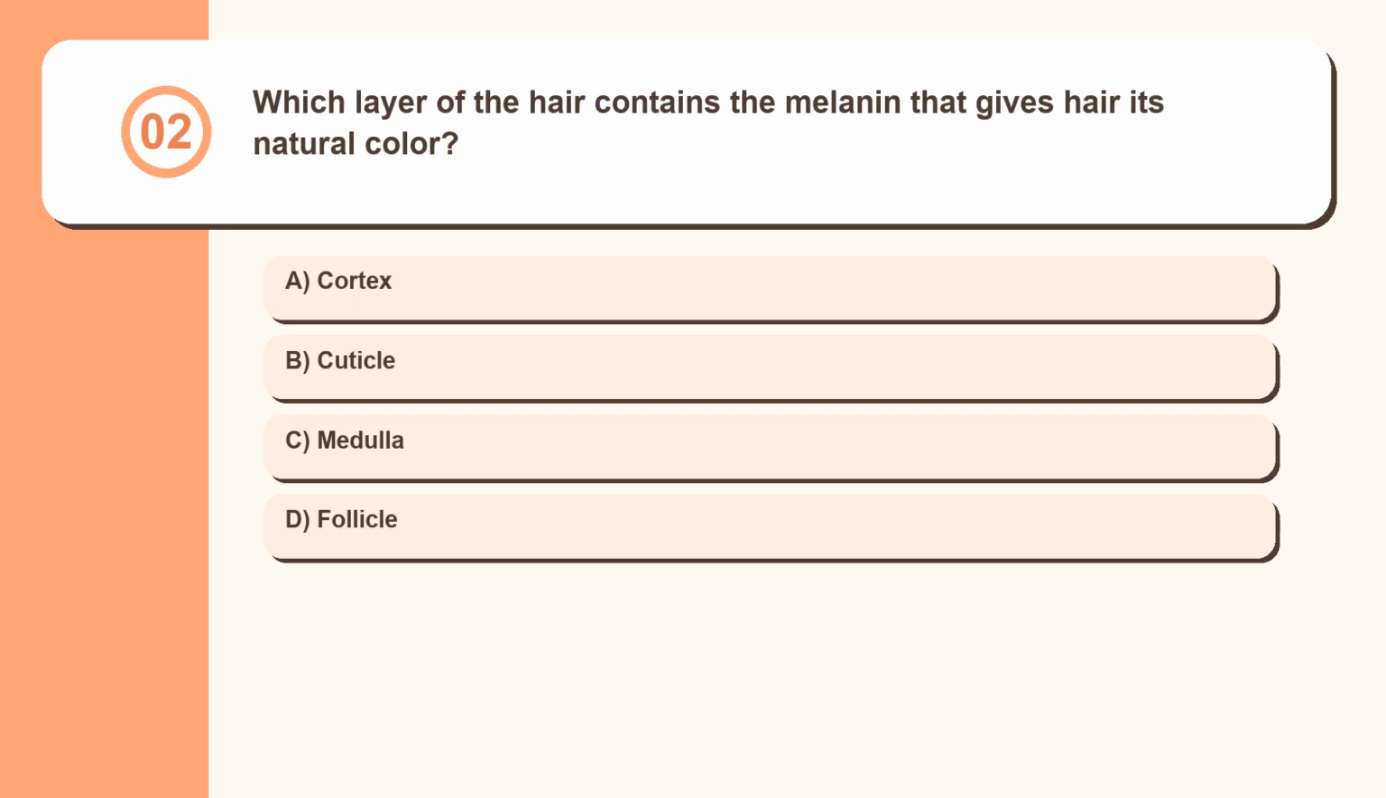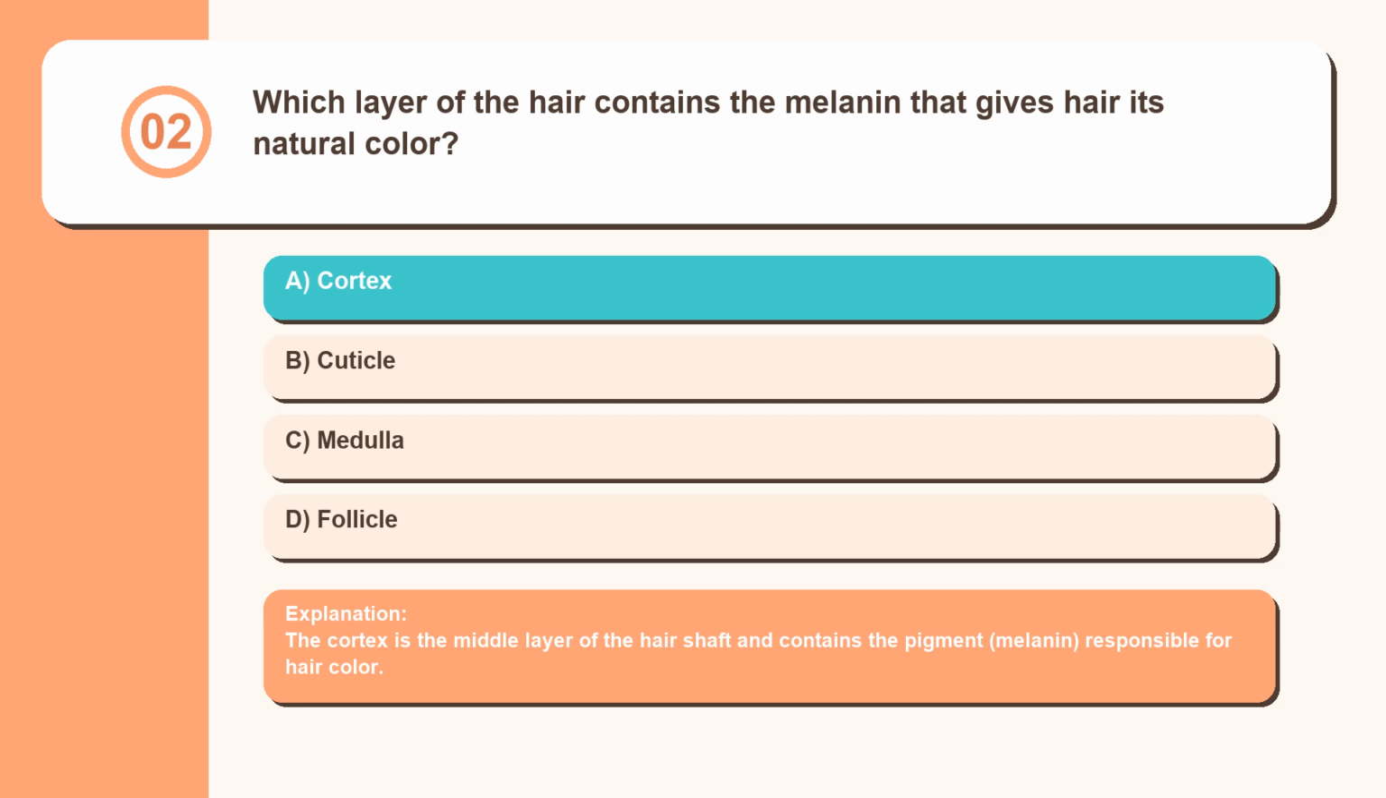Question 2. Which layer of the hair contains the melanin that gives hair its natural color? Cortex, cuticle, medulla, follicle. The cortex is the middle layer of the hair shaft and contains the pigment, melanin, responsible for hair color.